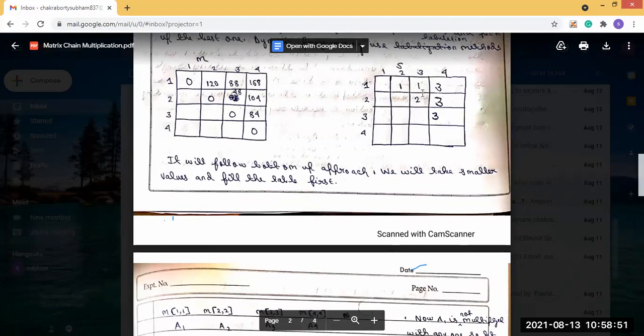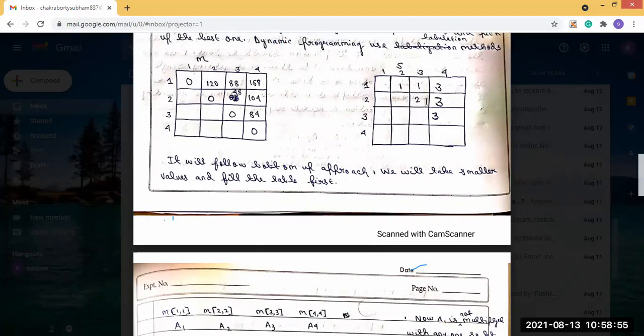Okay. So that's how these two tables are prepared. These two tables are prepared like that. Okay.